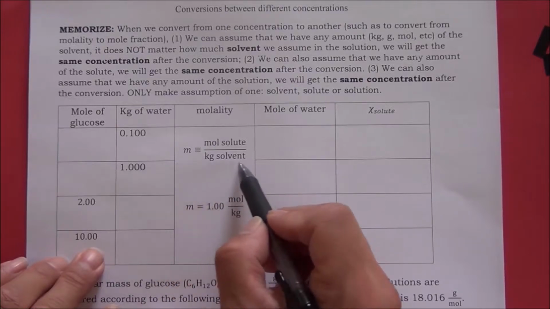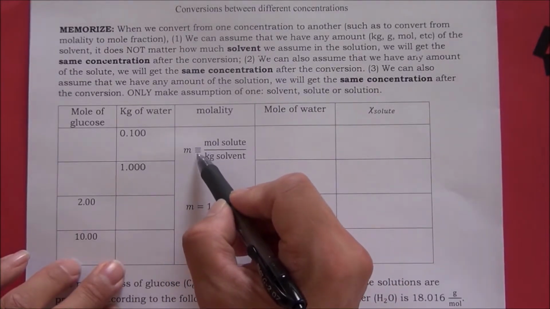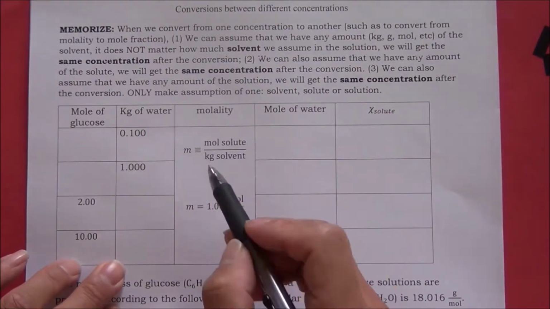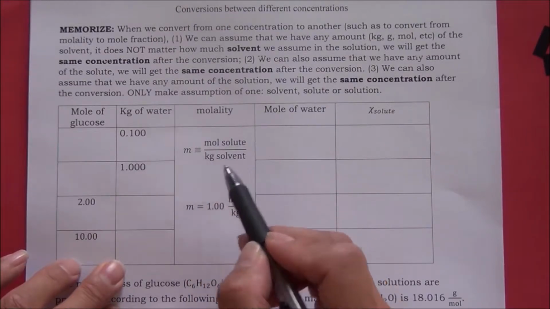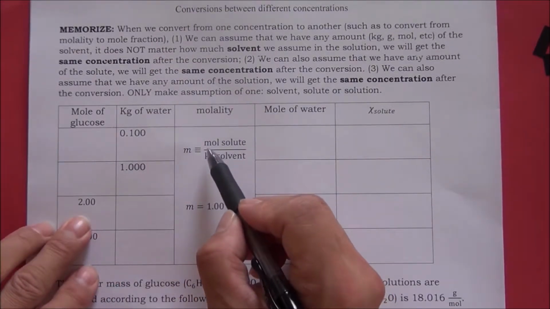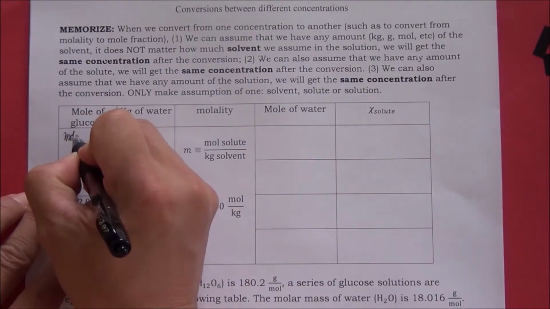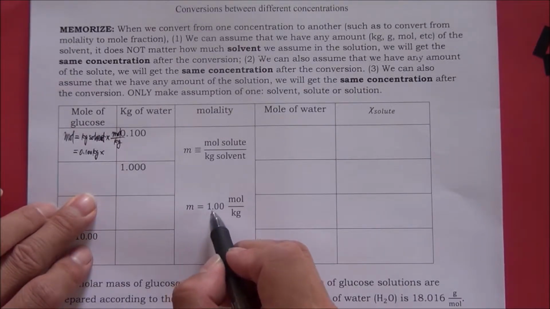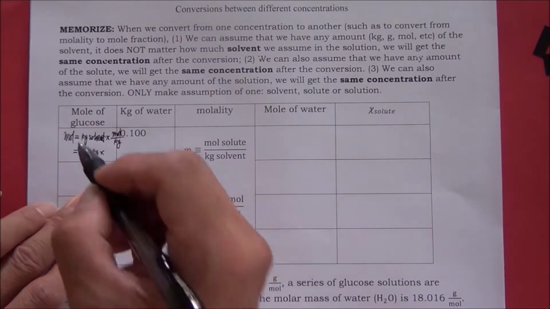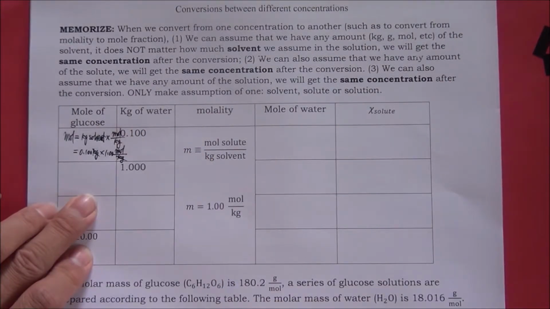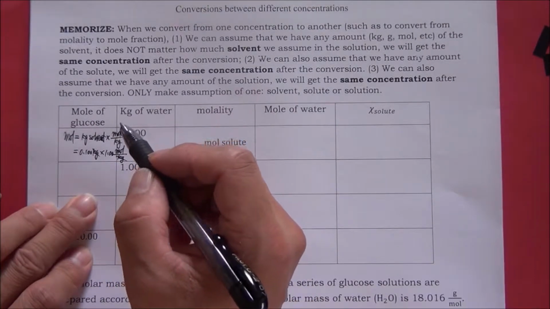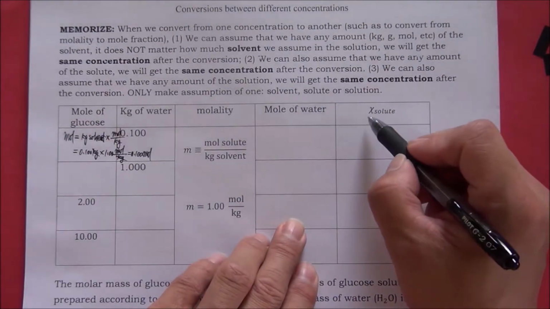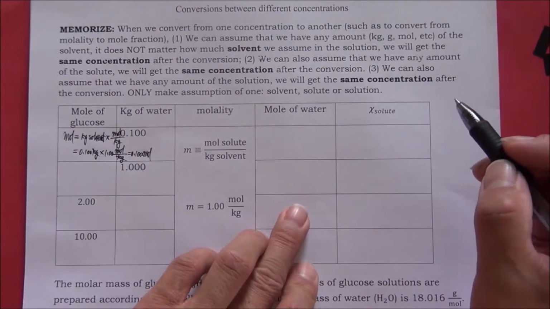This is the definition of molality. Molality is defined as mole of solute over kilogram of solvent. We know the kilogram of solvent and we know the molality. We will calculate the mole of solute. The molality is 1.00 mole per kilogram. The answer is we have 0.100 moles of glucose. To calculate the mole fraction of the glucose, let's look at the definition of the mole fraction.